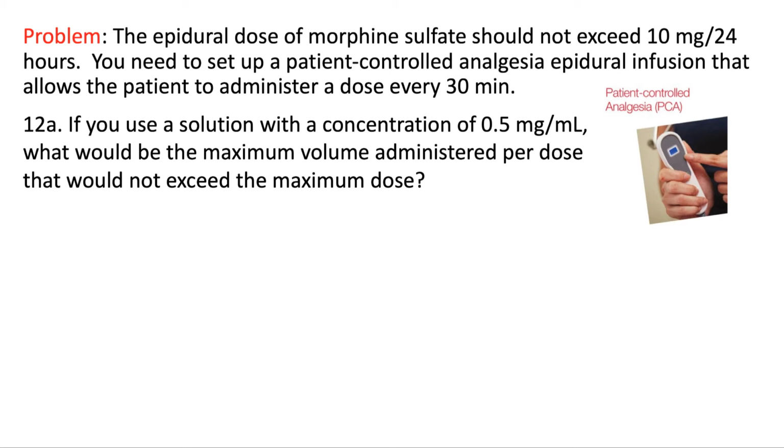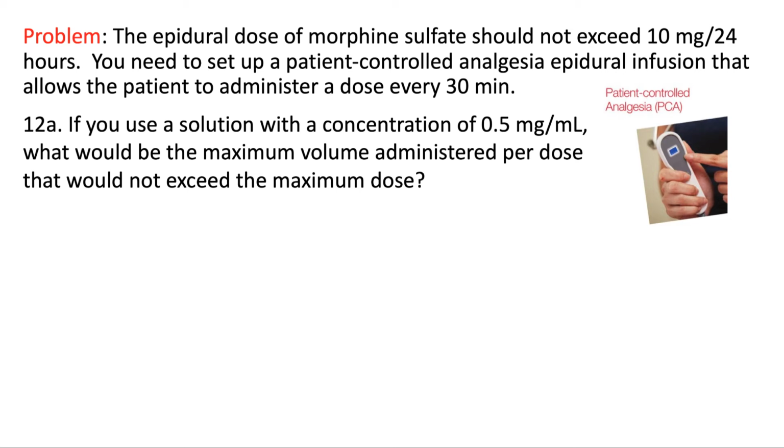Now, again, we don't want them to just hit the button all the time or they'll overdose themselves. So we're going to have a lockout. They can hit the button, but it's only ever going to respond after a 30-minute delay. Okay, so they can give themselves a dose of this morphine every 30 minutes. So long as by the time they look at a 24-hour time period, they can't have administered more than 10 milligrams. So that's what we know so far. Looking at the specific question, it wants us to use a solution with a concentration of 0.5 milligrams of morphine per milliliter and asks what the maximum volume administered per dose would be such that, again, we don't exceed the maximum daily dose of 10 milligrams.